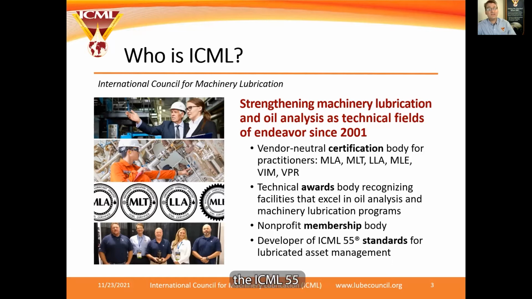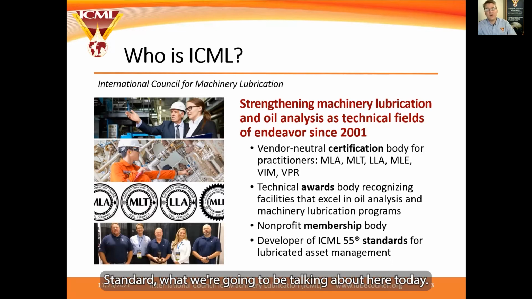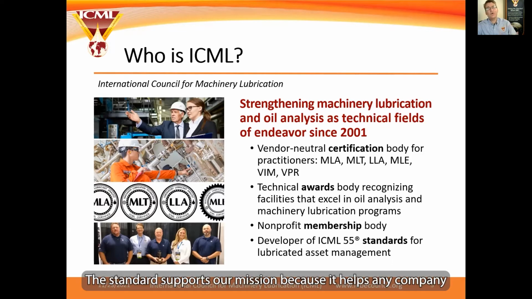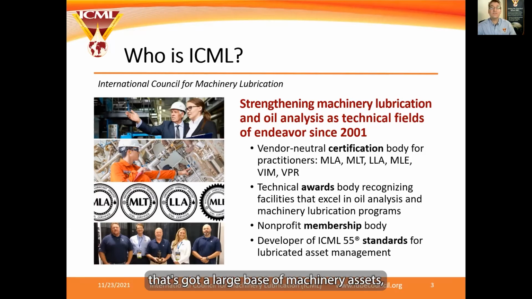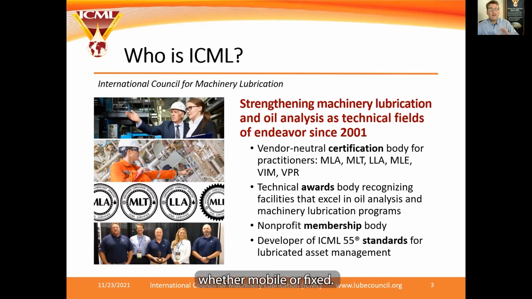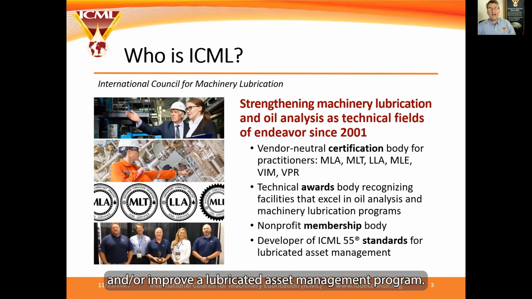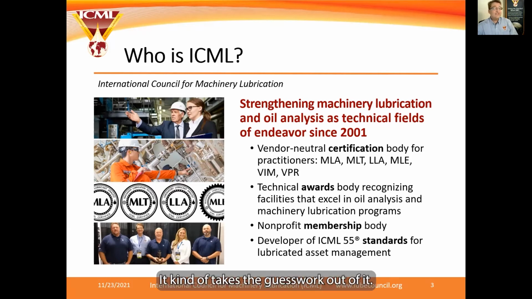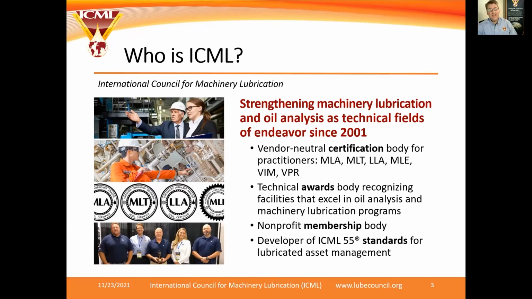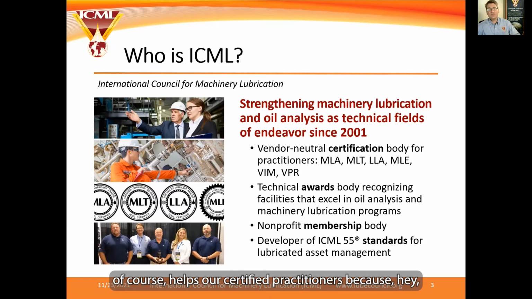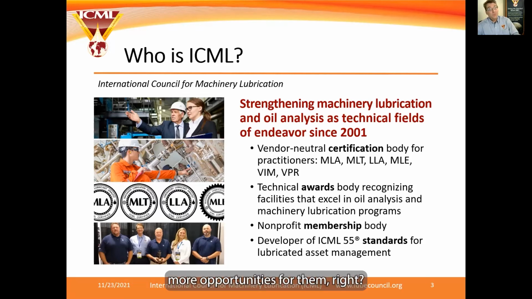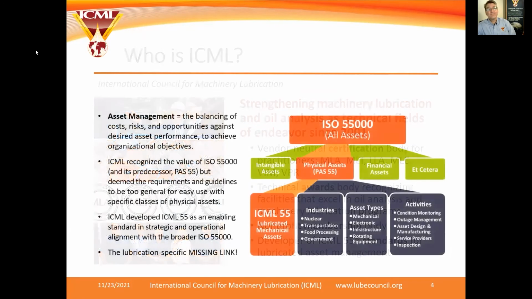And then, of course, the ICML 55 standard, what we're going to be talking about here today. The standard supports our mission because it helps any company that's got a large base of machinery assets, whether mobile or fixed. It helps the company know that they're doing all they could possibly be doing to develop and or improve a lubricated asset management program. It kind of takes the guesswork out of it. And this, of course, helps our certified practitioners because, hey, more opportunities for them, right?